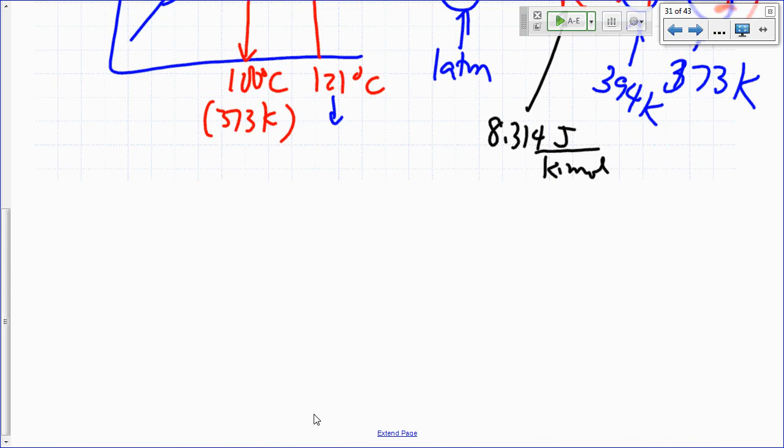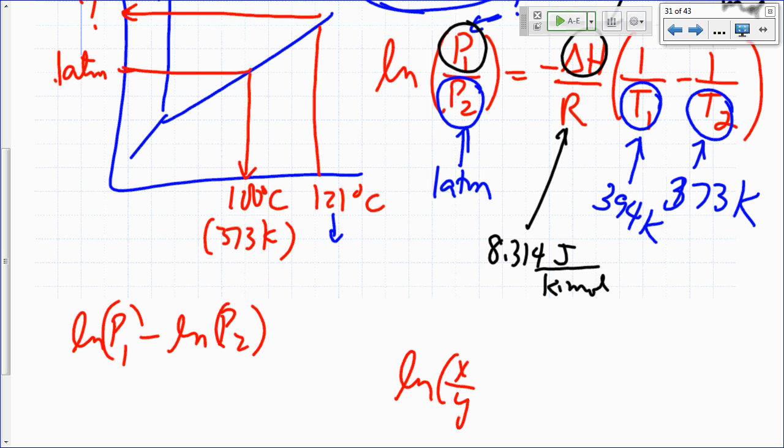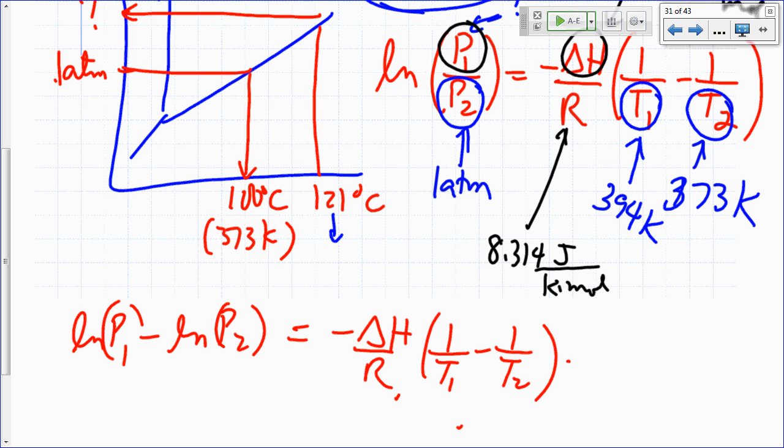How would I solve for P1? I'm going to say ln of P1 minus ln of P2. Remember this identity from math? Ln of x over y is the same thing as ln of x minus ln of y. So ln of P1 minus ln of P2 equals negative delta H over R, 1 over T1 minus 1 over T2. Now, I know this number. I can just plug in all the numbers I need there, right?